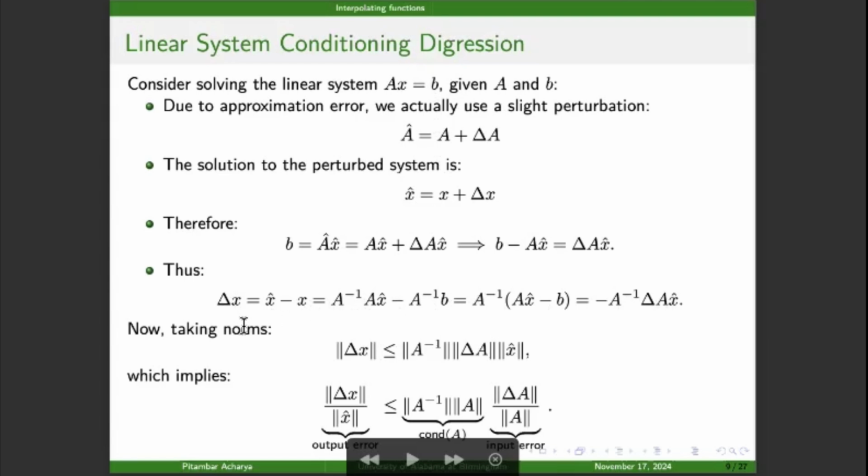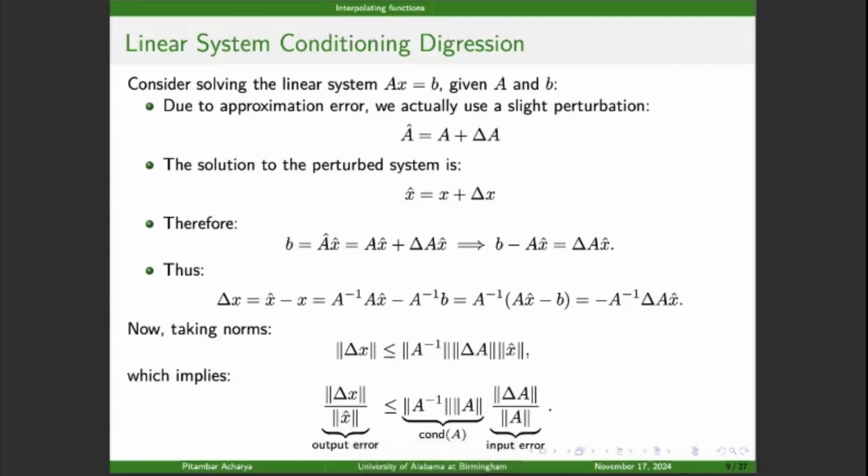So if we take the norm on both sides, the norm represents the magnitude of this matrix. So delta X is less than or equal to the norm of A inverse, the norm of delta A, the norm of X cap. We should remember that while using the norm, this equality will be changed to an inequality. This is the property of the matrix norm. If we divide both sides by X cap, then we'll get this value.